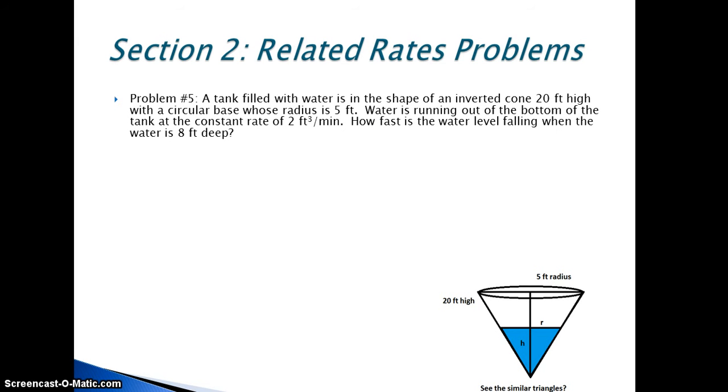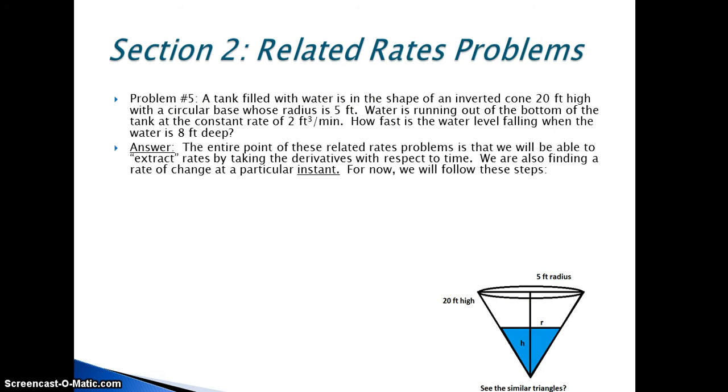Problem number 5: a tank filled with water is in the shape of an inverted cone, 20 feet high with a circular base whose radius is 5 feet, as you can see in the bottom right. Water is running out of the bottom of the tank at the constant rate of 2 feet cubed per minute. So you can imagine the water dripping out of this tank. How fast is the water level falling when the water is 8 feet deep?